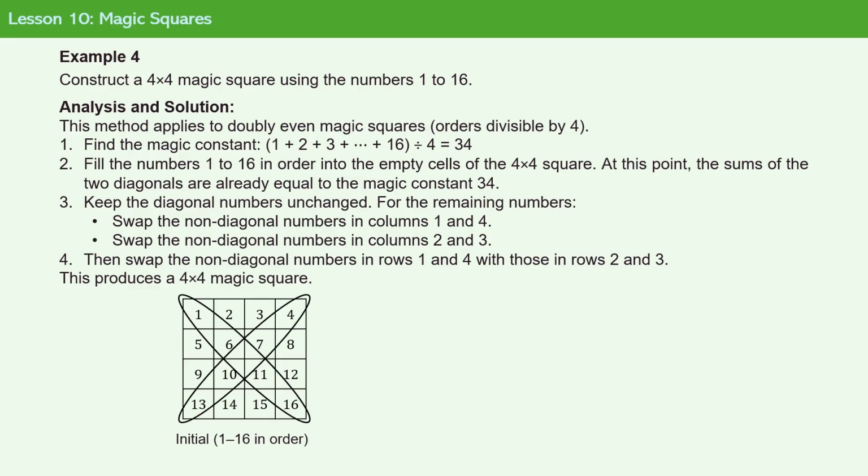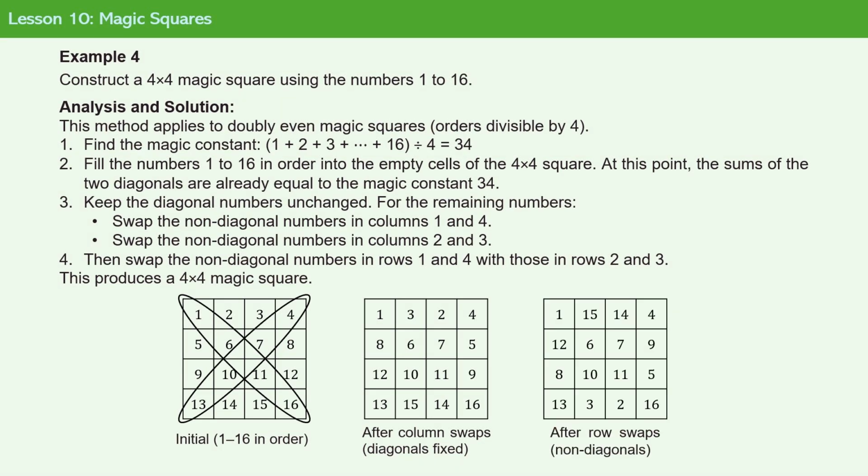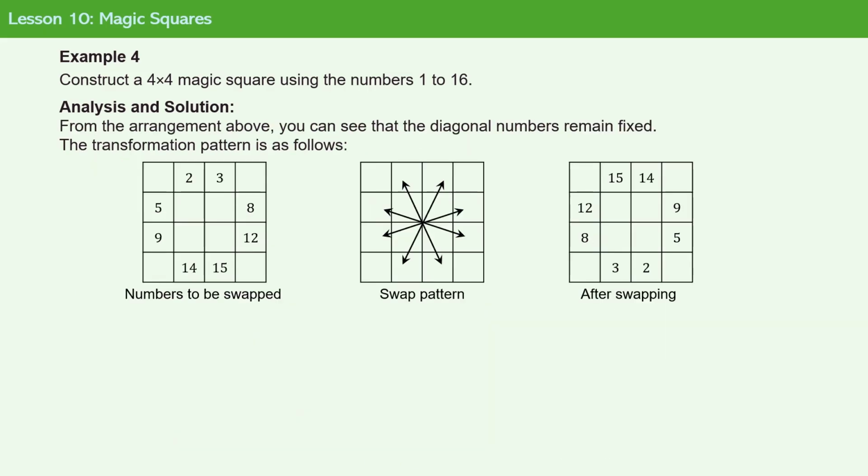Third, keep the diagonal numbers unchanged. For the remaining numbers, swap the non-diagonal numbers in columns 1 and 4. Swap the non-diagonal numbers in columns 2 and 3. Then swap the non-diagonal numbers in rows 1 and 4 with those in rows 2 and 3. This produces a 4x4 magic square. From the arrangement above, you can see that the diagonal numbers remain fixed. The transformation pattern is as follows.